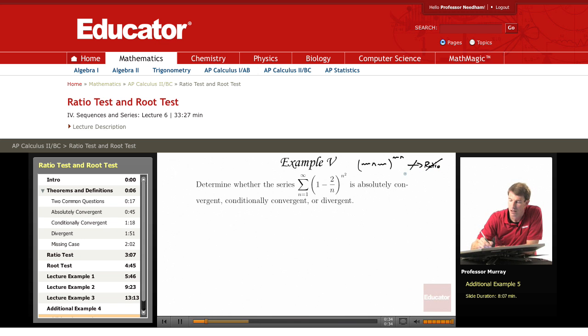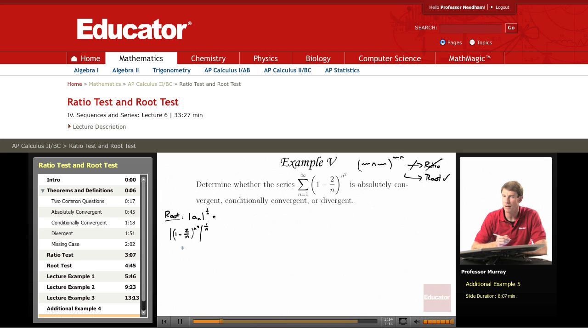Instead, you want to use the root test for something like that. When you have something involving n raised to something with n in the exponent, you want to use the root test. So let's try this out using the root test. Remember, that says you look at the absolute value of a_n raised to the 1 over n power. That's the nth root of the terms. So this is (1 minus 2 over n) raised to the n squared, all raised to the 1 over n power.